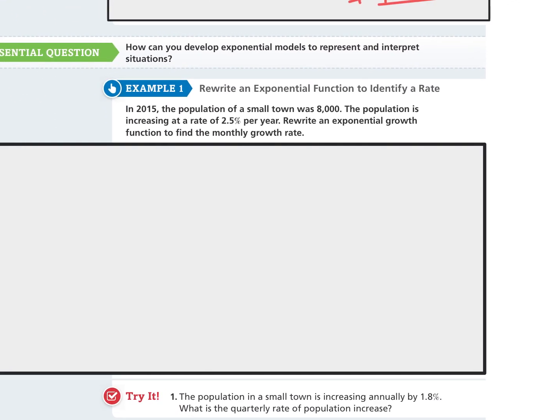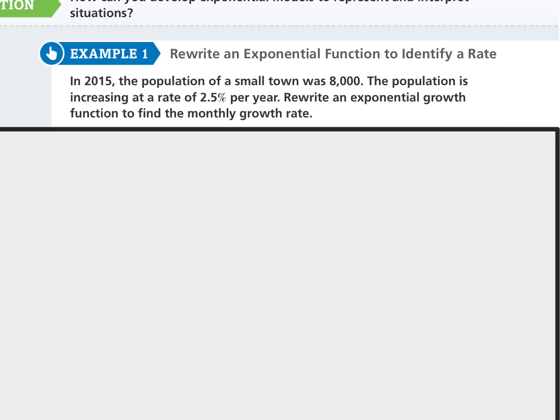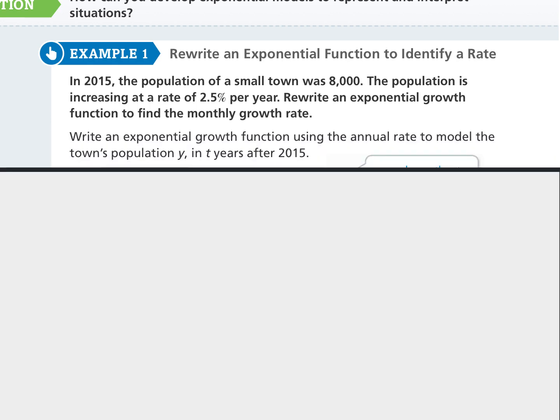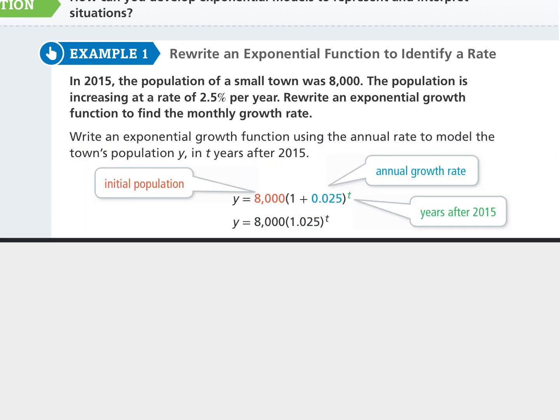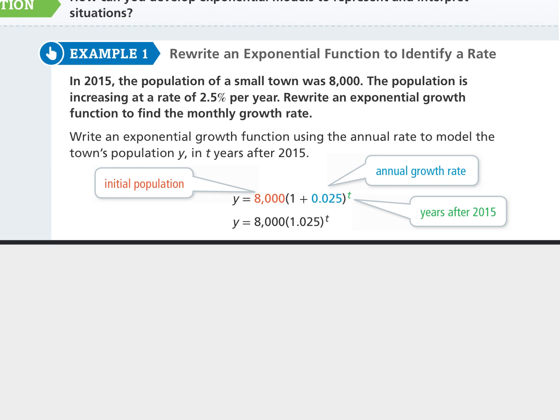Our first example is talking about rewriting an exponential function to identify a new rate. So if you will pause the video and see if you can write this equation given what we already know about exponential growth. All right, so this is the function that you should have gotten when you did that based on what we already know about exponential growth.